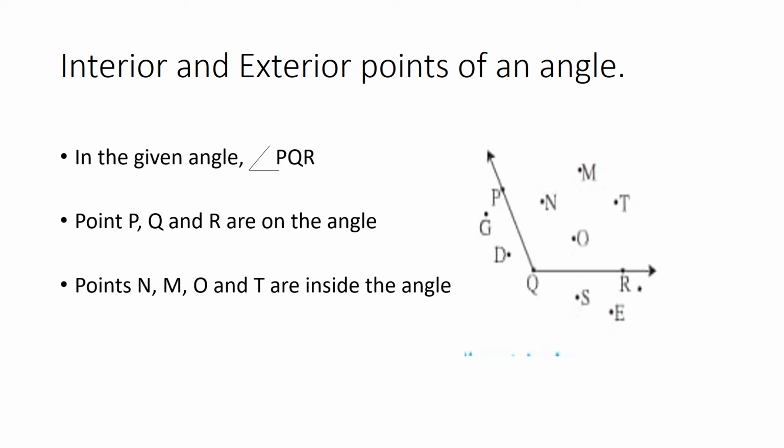These are the 4 points which are outside the angle, right? Points G, D, S and E are outside the angle. So अभी तक हमने क्या किया? We identified what are the points which are on the angle. पहले जो angle पे है वो points लिखो. Then what are the points which are inside the angle and what are the points which are outside the angle. Okay, just understand this much.